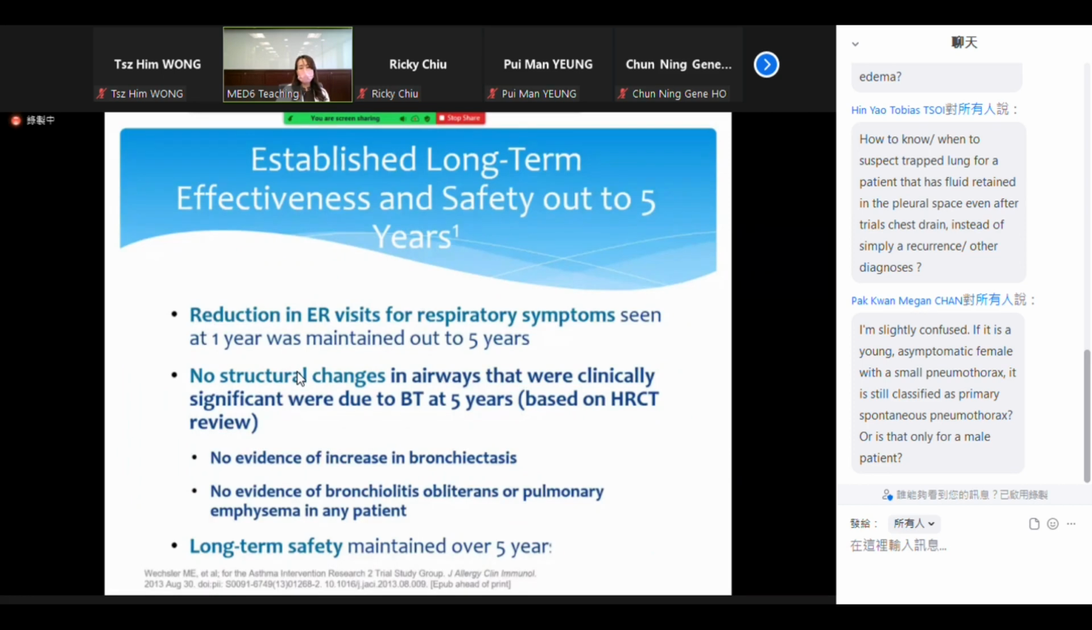But please remember, this is not first-line treatment for asthma. It's for severe asthma that does not respond to traditional therapy, and then we may consider bronchial thermoplasty.